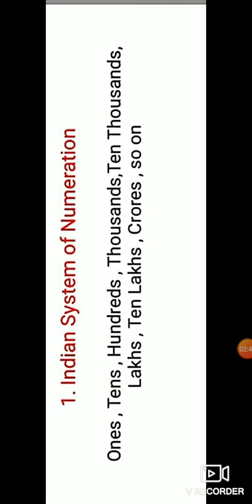In Indian system of numeration, place value is represented in the form of ones, tens, hundreds, thousands, 10,000s, lakhs, 10 lakhs, crores and so on. In Indian system of numeration, place value of the given numbers are represented in the ones place, tens place, hundred place, thousands, 10,000s, lakhs, 10 lakhs, crores and 10 crores and so on.